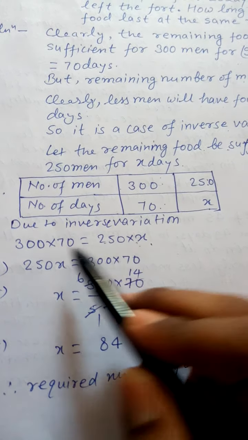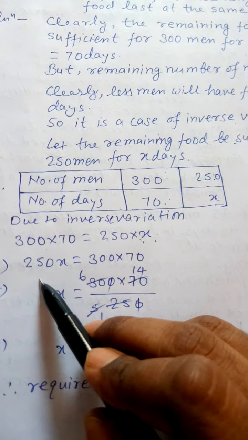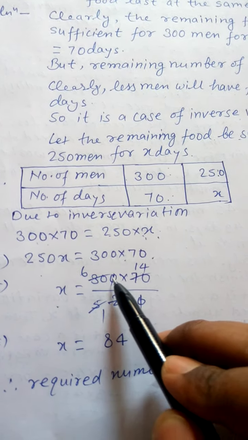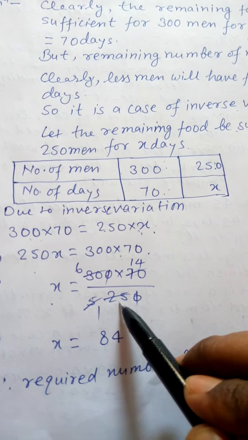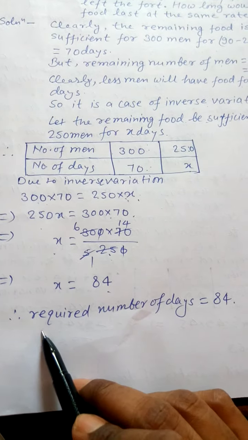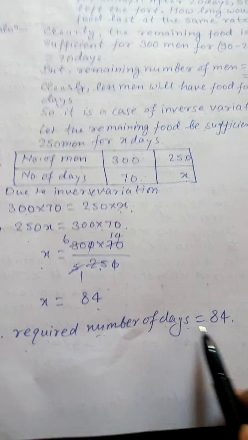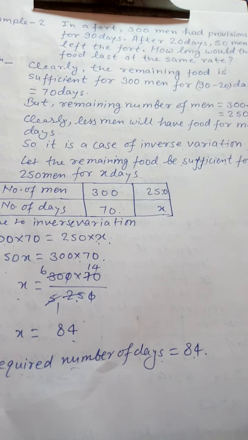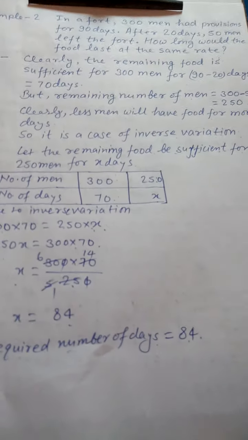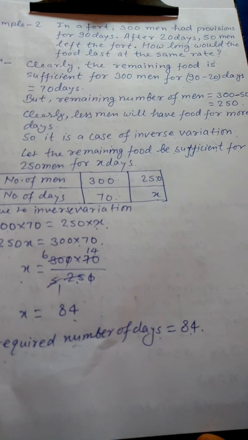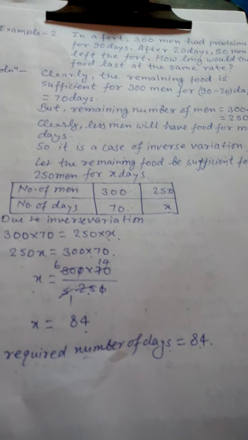So you can change the LHS and RHS: 250x equals 300 into 70. Then x equals 300 into 70 by 250, which gives us 84. It means the required number of days is 84. So we can say that the remaining provision lasts for 84 days for 250 men.